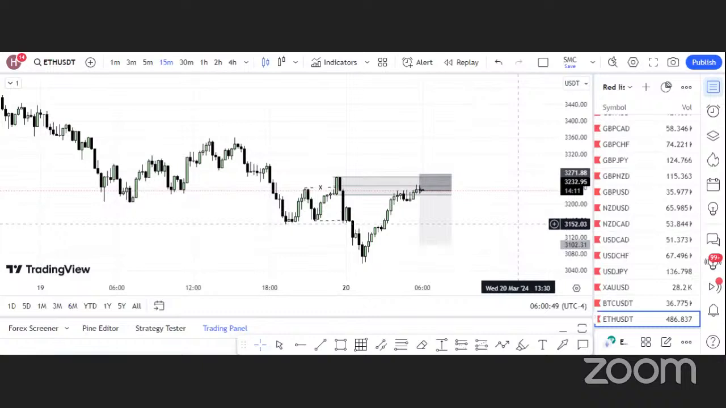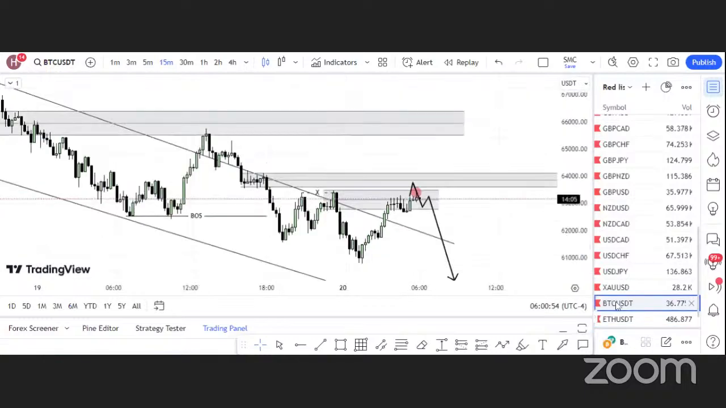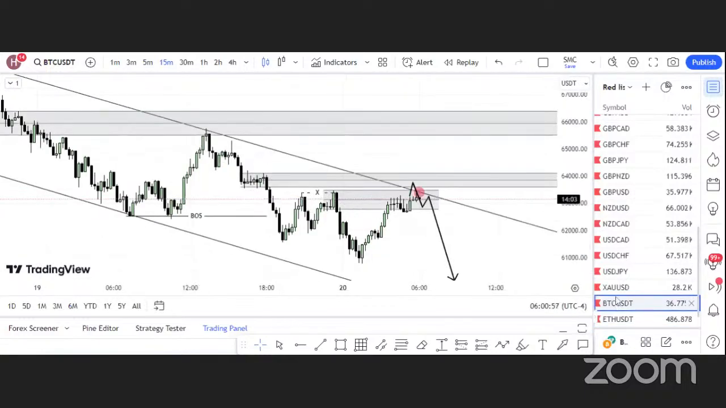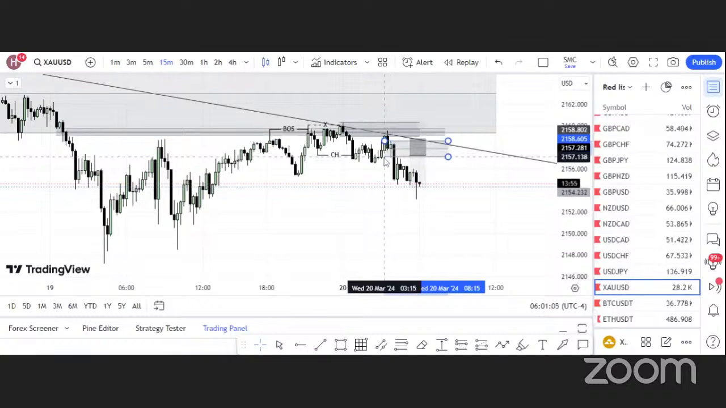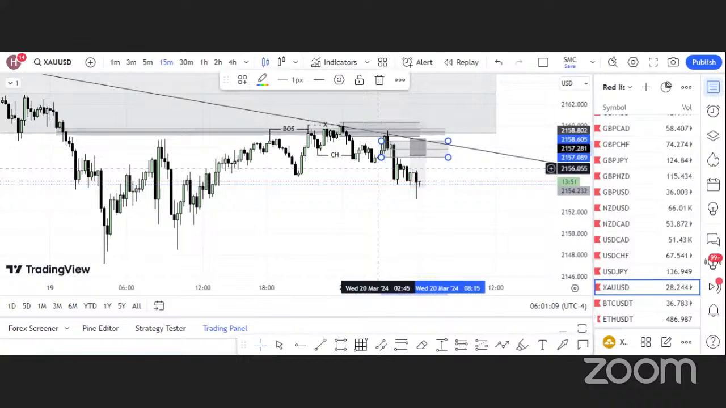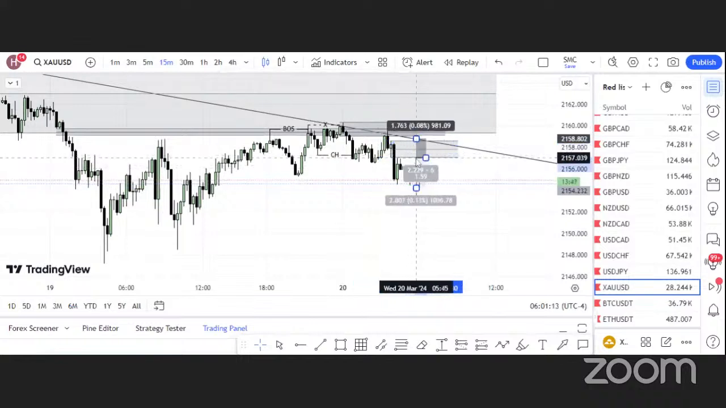Okay, let's go check our analysis on other instruments. BTC. Okay, still the same. XAU USD. All right, the market didn't reverse to our point of interest, but we still have the point of interest we are looking out for.